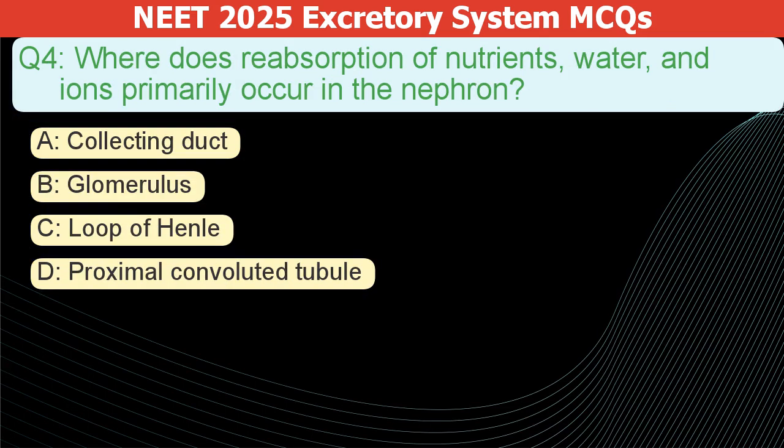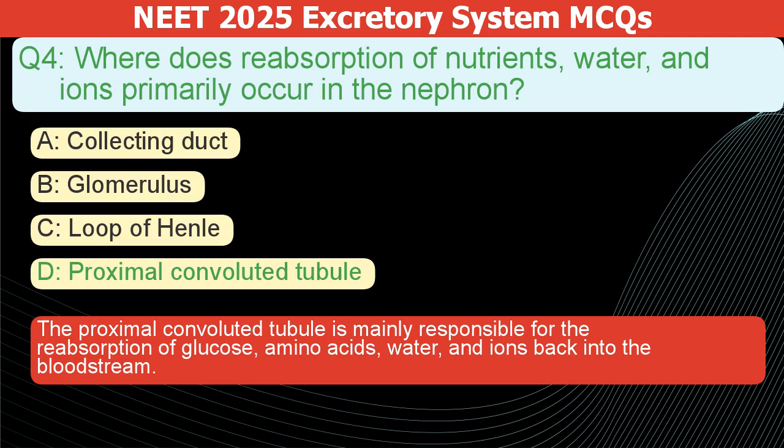Where does reabsorption of nutrients, water, and ions primarily occur in the nephron? A. Collecting duct. B. Glomerulus. C. Loop of Henle. D. Proximal convoluted tubule. The correct answer is D. The proximal convoluted tubule is mainly responsible for reabsorbing glucose, amino acids, water, and ions back into the bloodstream.